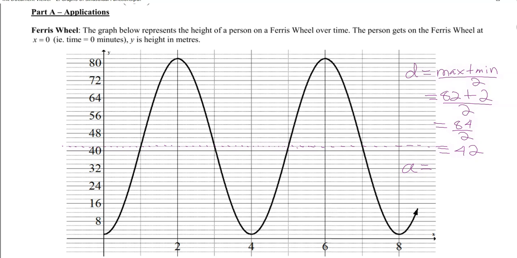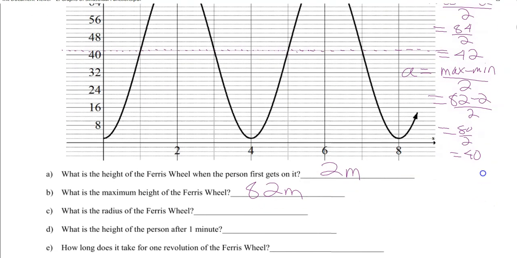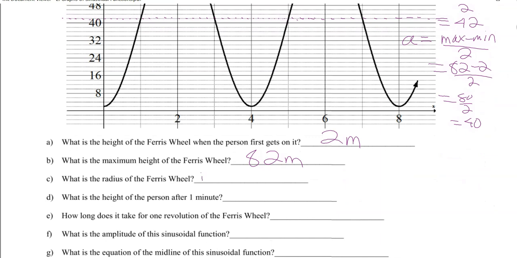So if you get something circular, like a car tire, and we're looking at the motion of the valve stem as it goes up and down, the radius of the wheel is the amplitude of the sinusoidal function. So amplitude is max minus min over 2, which is 82 minus 2. So it's how far apart they are, which works out to 80, divided by 2, which is 40. So the radius of the Ferris wheel is the amplitude, which is 40.